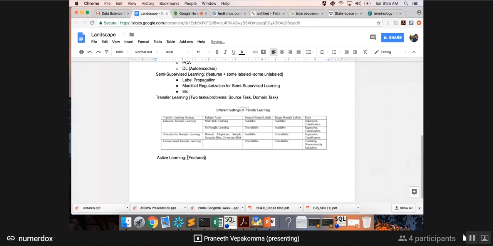Features are always there, of course. Input variables should always be there. Labels are only obtainable on a query by query basis from an Oracle. Oracle is like God, like a wise guy, but he charges you.